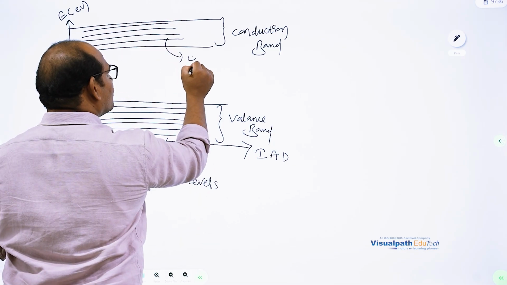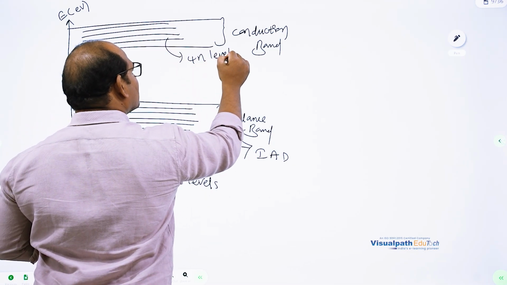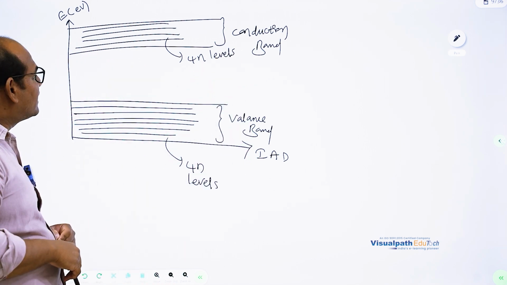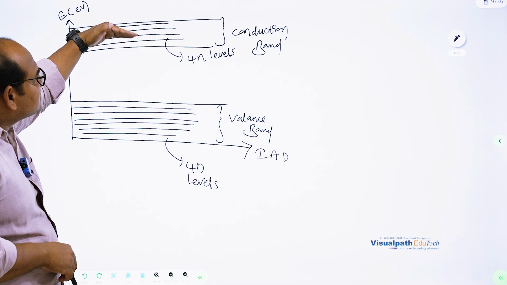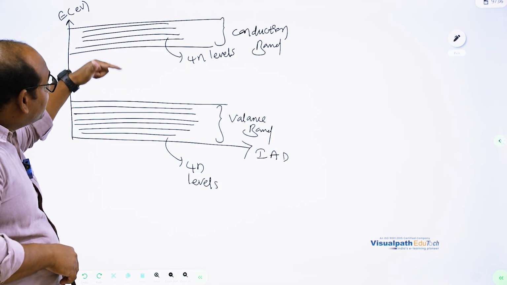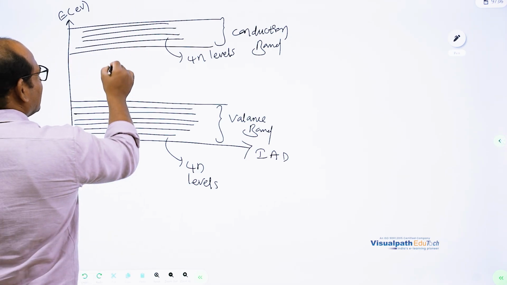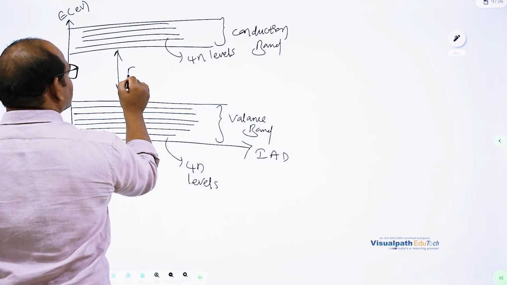These are also 4n levels. But one thing you have to understand here, this valency band is a group of energy levels. This conduction band is also a group of energy levels. And in between these two, some gap is there. This is called energy gap.